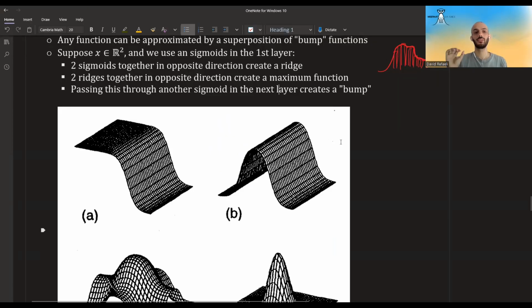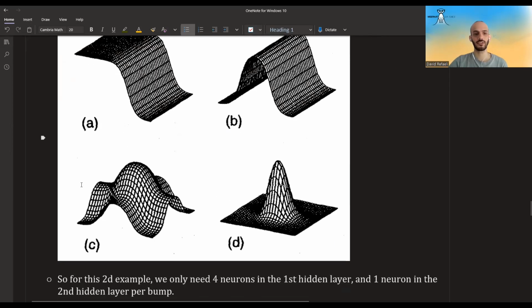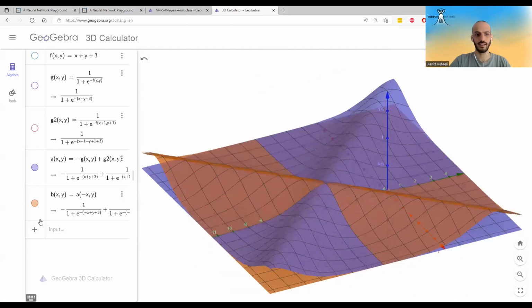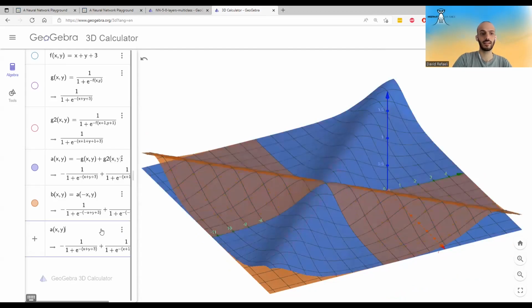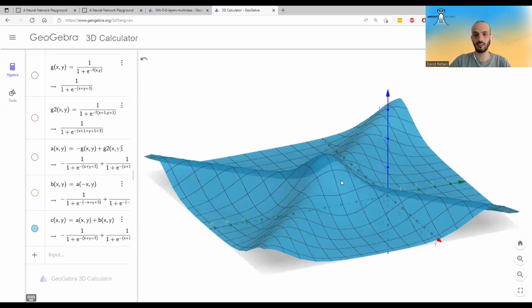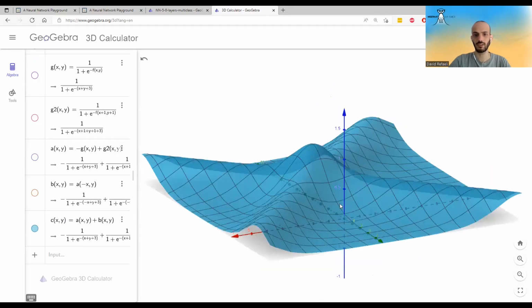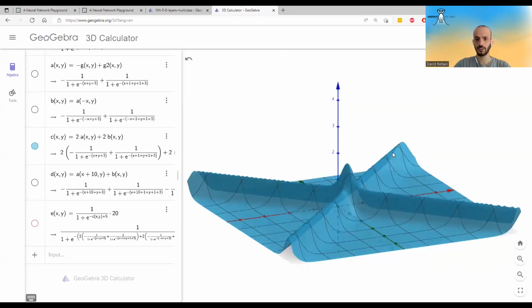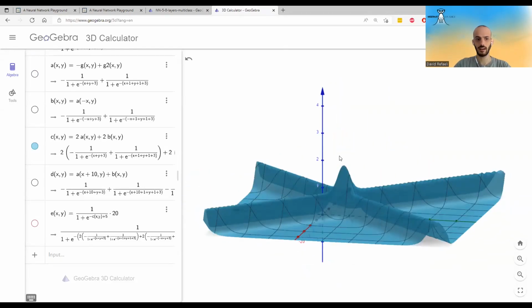And now we can put 2 ridges together in opposite direction to create this function over here that will have 4 ridges, but a bump on top of it. Okay, so I created another ridge that has an opposite orientation. And now if I put them together, I'm getting this function that has a maximum. There's like 4 ridges going out of it, but one maximum.